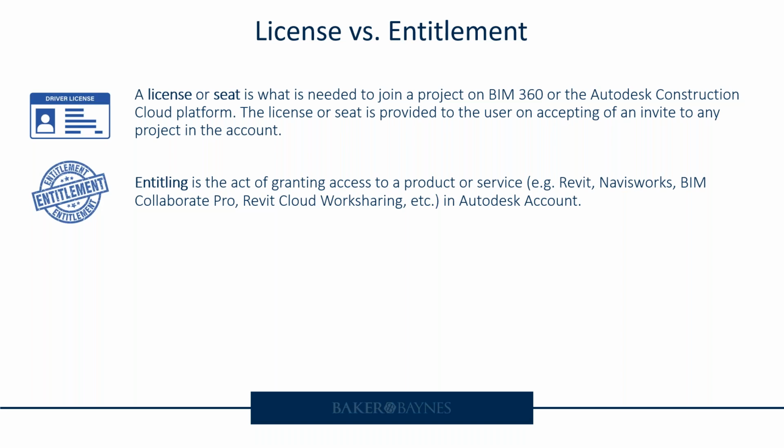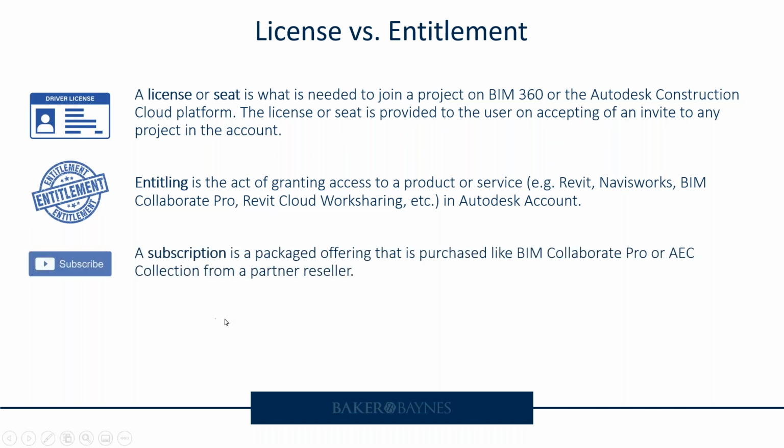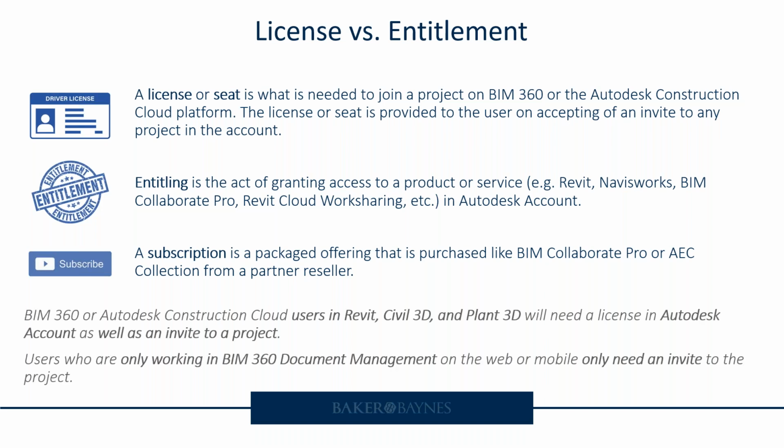An entitlement, on the other hand, is the act of granting access to a product or a service. So if you, as ADC architects, have 10 Revit licenses and you want to grant or add an entitlement to one of your team members, you will need to go in your Autodesk account, create their name as a user and tick that they now have access to that. A subscription is the packaged offer that you purchase. So you buy a subscription, you accept your license, and you provide an entitlement.